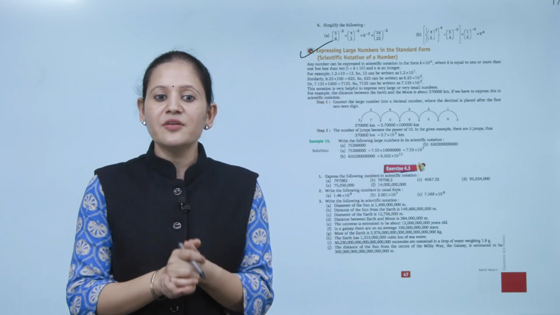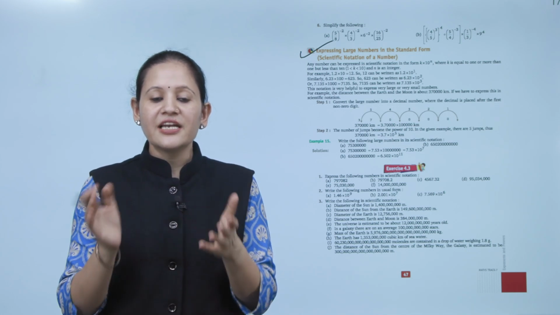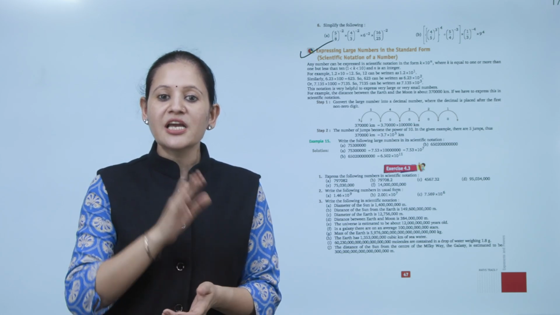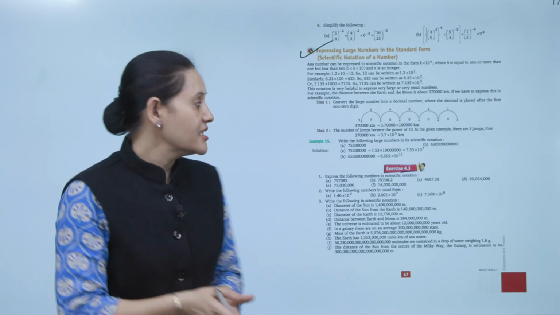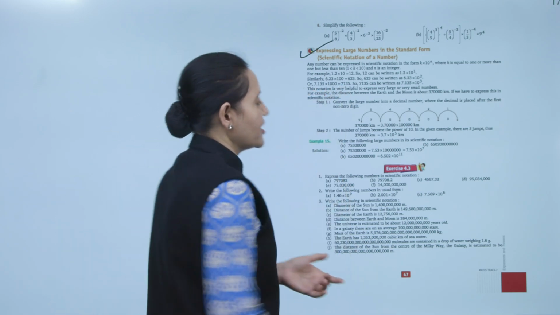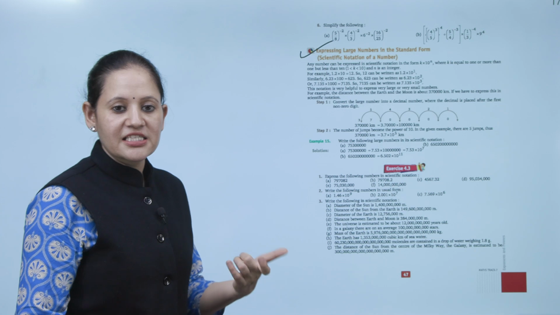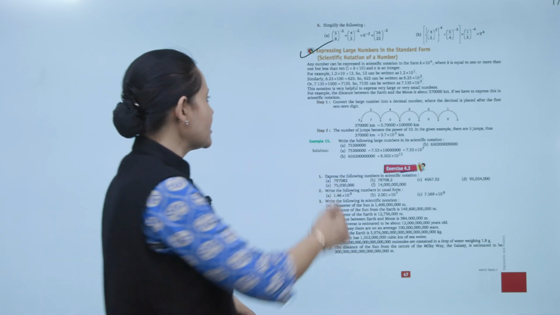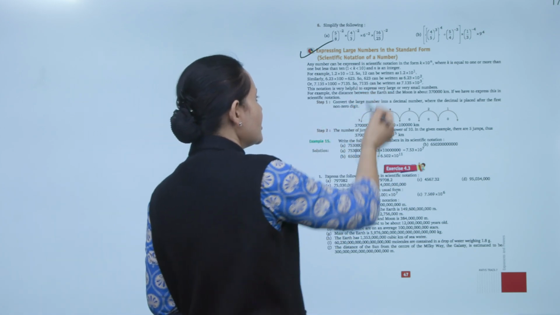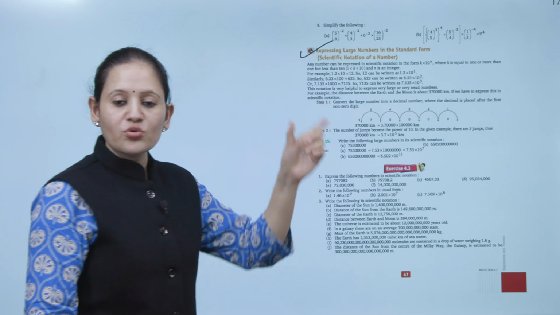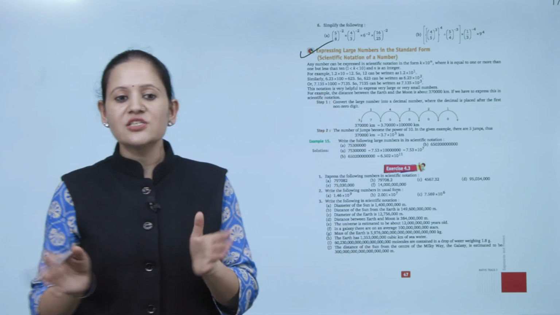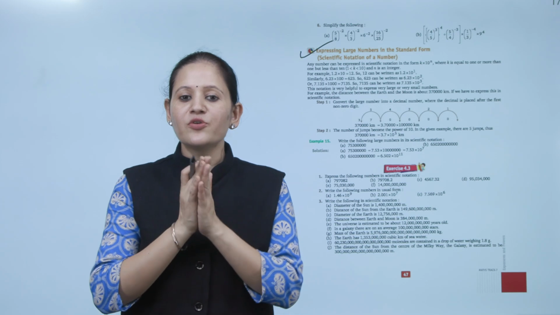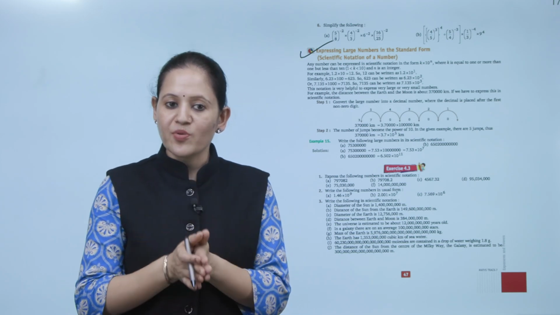For example, 1.2 into 10 is equal to 12. So 12 can be written as 1.2 into 10 to the power 1. Similarly, 6.23 into 100 can be written as 623. So 623 can be written as 6.23 into 10 to the power 2. Clear? This notation is very helpful to express very large or very small numbers.